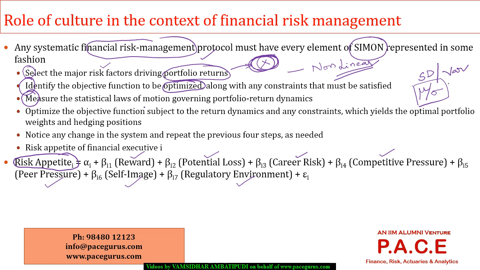Then, as part of measurement, M, I want to measure the statistical laws of motion that are governing the portfolio return. Once I have done that, I'm optimizing the objective function. I'm actually implementing it, trying to solve for it. I have already put out the portfolio governing dynamics, so I'm optimizing the objective function with respect to return dynamics and the constraints I have identified, so that my optimal portfolio gets created. I get portfolio weightages and hedging positions, which are being solved for.